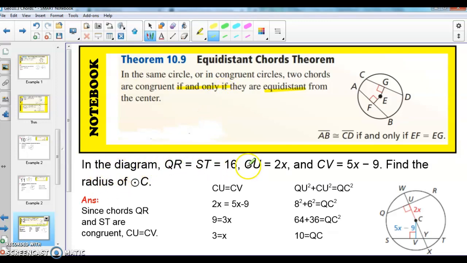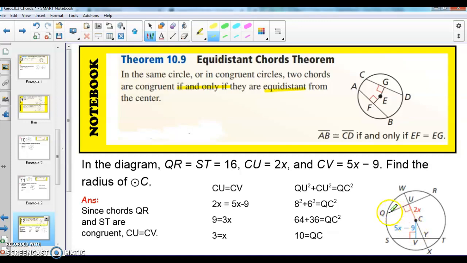Now, let's look at an example here at the bottom. In the diagram, QR is equal to ST, and they both measure 16. Now, CU, which is the red segment, is 2x, and the blue segment CD is 5x minus 9. We're supposed to find the radius of the circle.